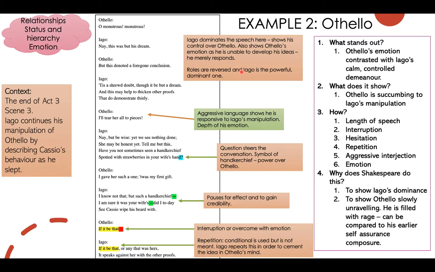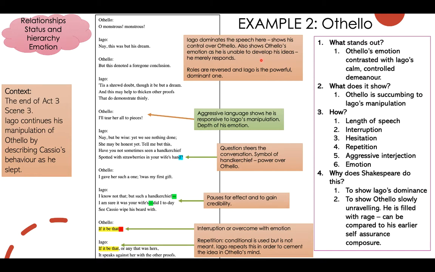Okay, so first of all, let's think about the length of speech, by which I mean how long each character speaks for. What you notice is that Iago does dominate the speech. If you just look at it, what stands out is that he has more lines. When he speaks, he speaks for a longer period of time. Othello is one line, one line, one line, one line, a short line, half a line here, he doesn't even finish this. So Iago dominates the speech. You know this because he speaks for longer when it is his turn to speak. And it shows that he's got control over Othello. He is the voice that is listened to here.